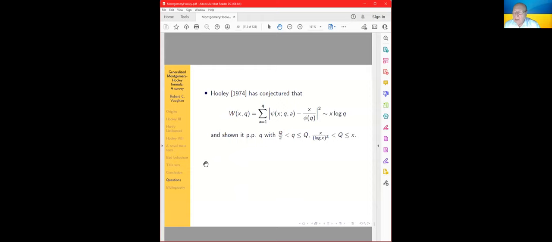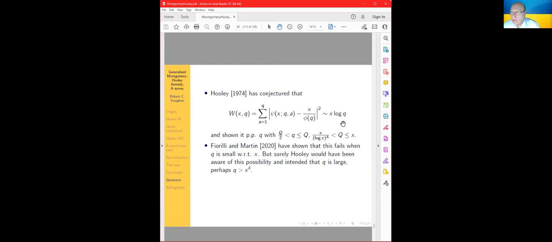Another question which has come up: is there an asymptotic formula for this expression, where now you fix Q and you average over just the A's, not the Q's? You better take Q to be large. And it's known that it's asymptotically X log Q for almost all Q. Hooley apparently conjectured this rather sloppily, writing for every Q, without saying anything about the Q. It's rather easy to show that it's false if Q is small. For example, if you take Q equals one, you've got Littlewood's theorem which says it's false.